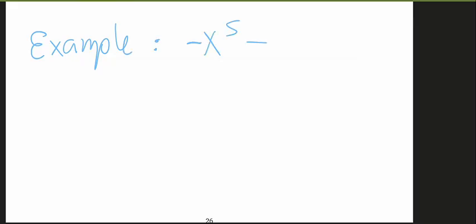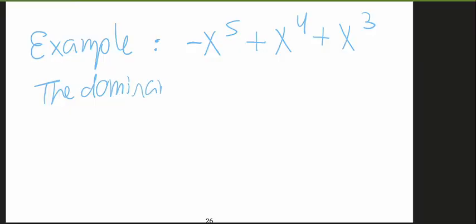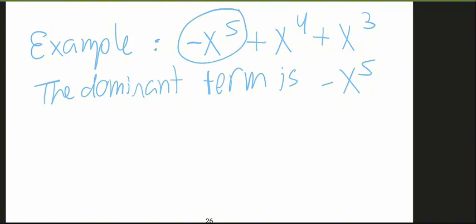Negative x to the fifth plus x to the fourth plus x to the third, for instance, just an example. So the dominant term is negative x to the fifth. If we actually take a look at this, the dominant term is negative x to the fifth, literally the highest power and whatever number is multiplied by it, in this case the minus sign. So we have this little guy, negative x to the fifth.